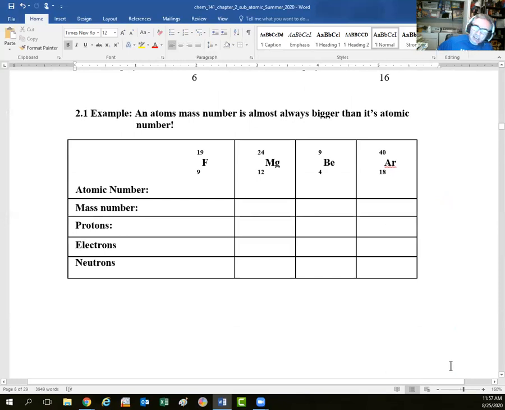Let's look at an example. So 4 elements listed here. What would be the atomic number, mass number, and the proton, electron, and neutron count? Feel free to pause the video and fill in the answers for yourself. It's good to practice, and then we'll go over the answers in a minute.